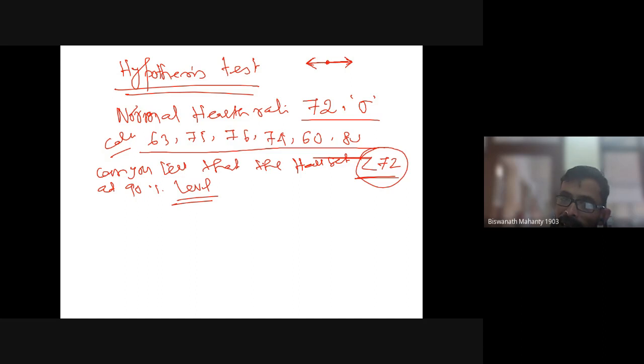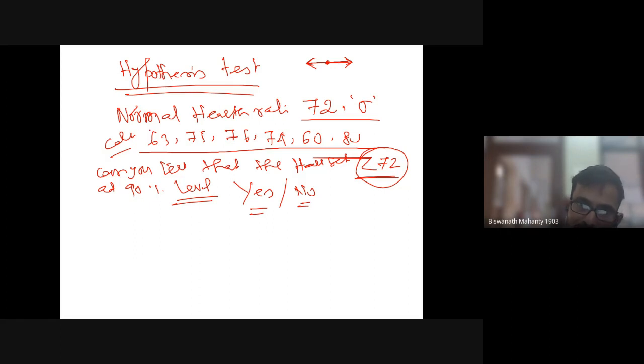Now, what I am asking here is, can you tell that heartbeat is less than 72 at 90% guarantee? What does it mean? First of all, try to understand what I mean when I talk about less than 72 at 90%. So this is the question. I have to respond by yes or by no, right? That is what I am waiting for. How to do that? Now, listen carefully to the steps, the fundamental steps.